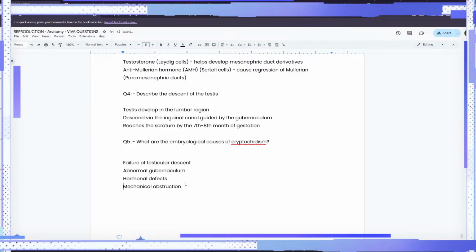Alrighty. I think that's good enough. Let's talk about the female reproductive system. That's a very important part to know. So let's do part two, female reproductive system.